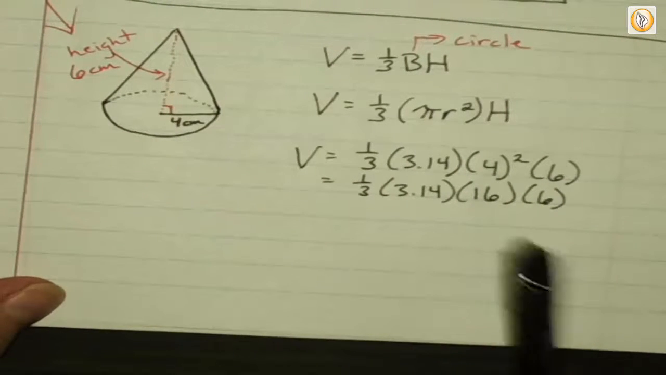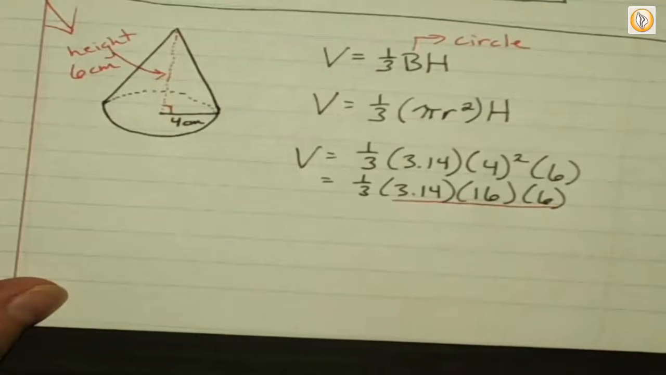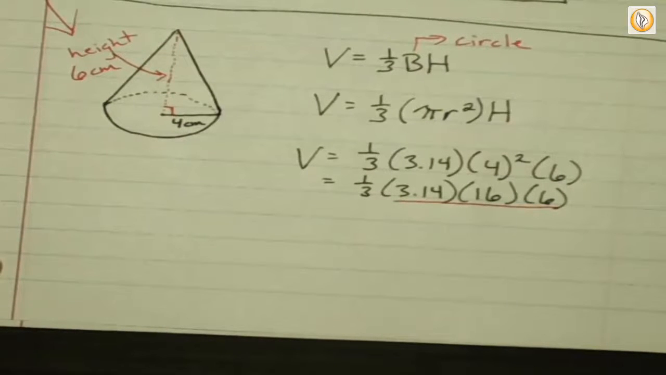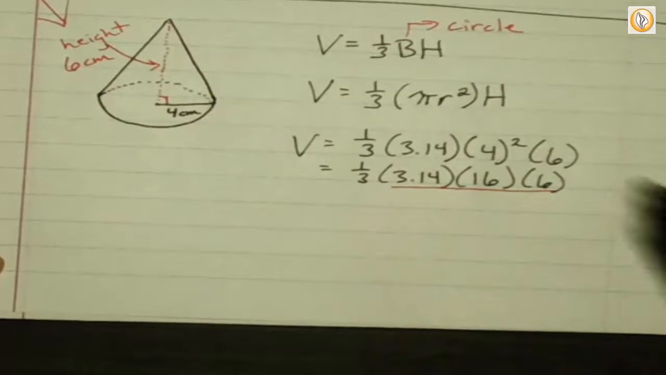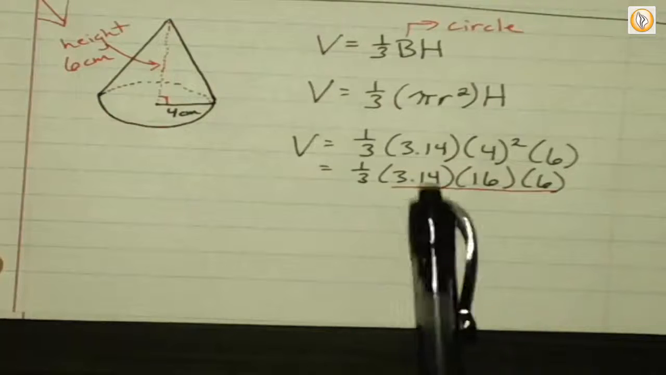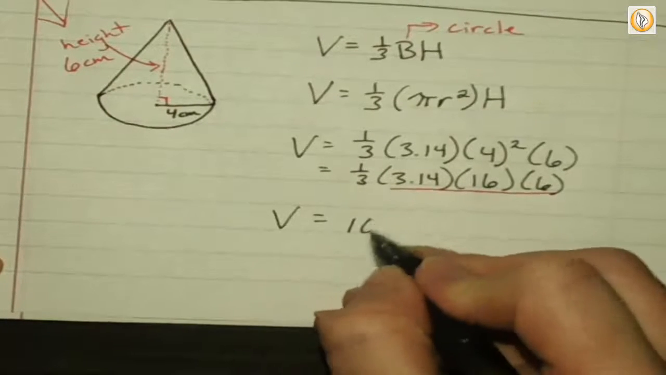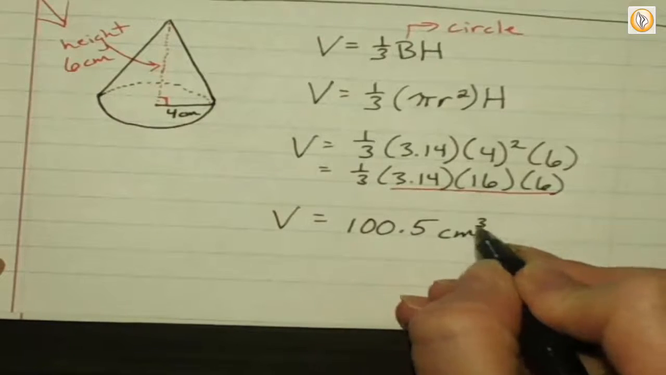Now, again, we're going to multiply all 3 of these. And then, Joanne, what do I divide by? 3. There you go. So, for the sake of time, because I know you all know how to use a calculator, you multiply all that, then divide by 3, and volume equals 100.5 centimeters cubed.